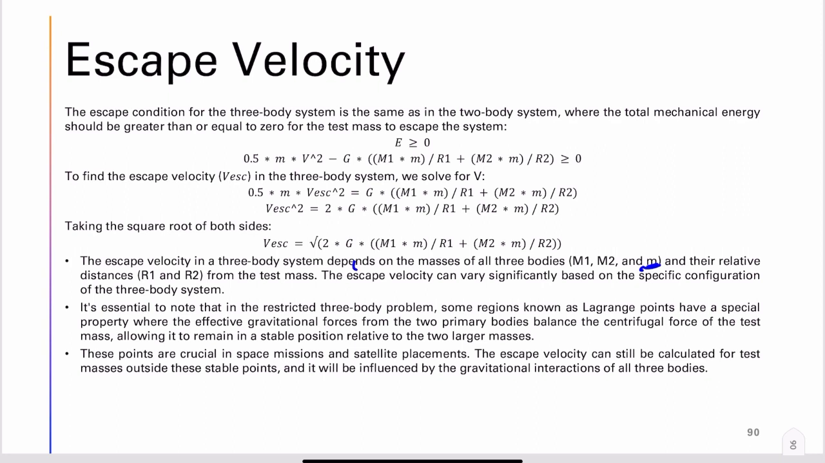These points are crucial in space missions and satellite placement. Escape velocity can still be calculated for a test mass outside these stable points, and it will be influenced by the gravitational interaction of all the three bodies. Okay, this is all about the escape velocity.